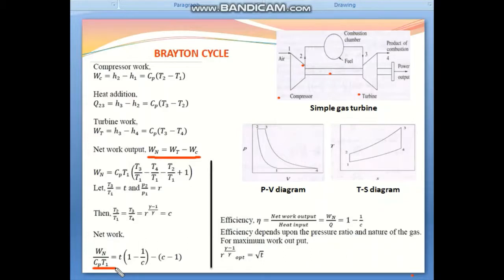And another thing, small t is nothing but the ratio of higher temperature to lower temperature, that is T3 by T1. T3 is the higher temperature and T1 is the lower temperature. And small r is the pressure ratio, that is P2 by P1. This line is P1 and this line is P2. So higher pressure by lower pressure is the pressure ratio, and C is nothing but r to the power (gamma minus 1) by gamma. Okay.